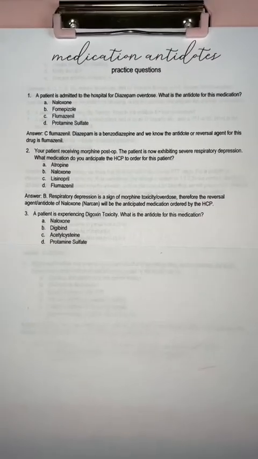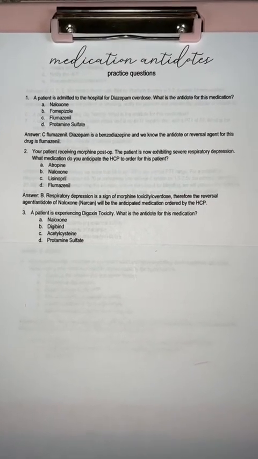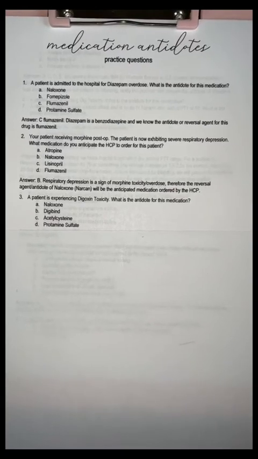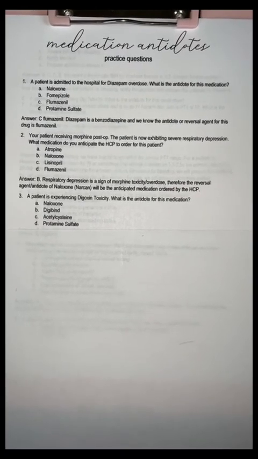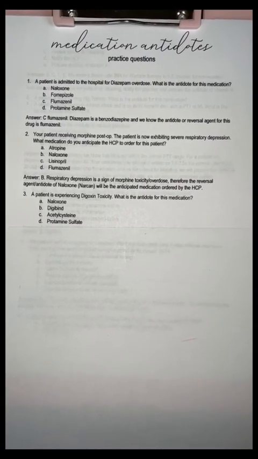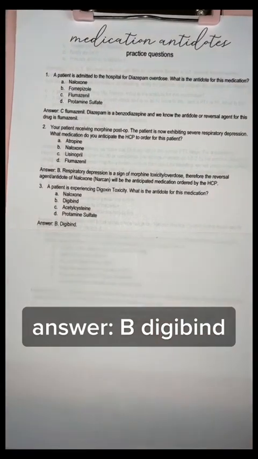Okay, number 3, a patient is experiencing digoxin toxicity. What is the antidote for this medication? So this question is pretty straightforward. These can be known as freebies on the NCLEX. Either you know it or you don't. Take a moment, pause it if you need to, but the answer choice for this question is option B, Digibind.